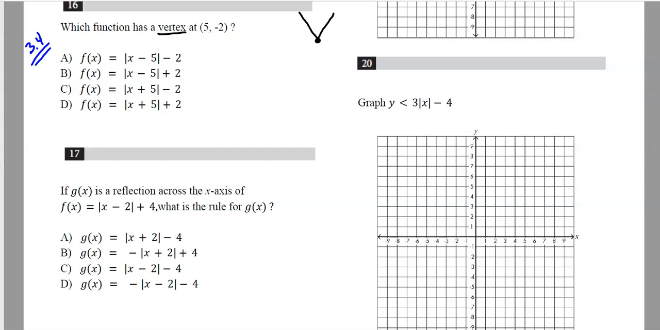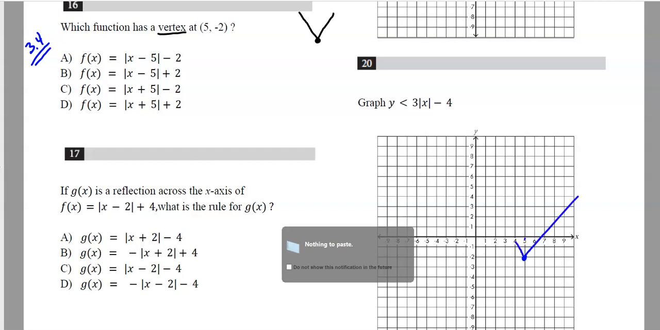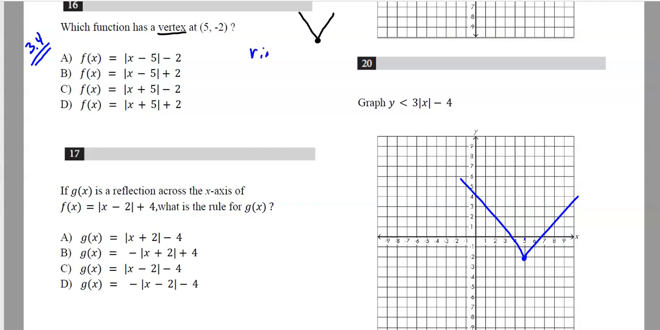Well, if the vertex is at +5, -2, right, then that means this thing looks like that. So it looks like I went right 5, down 2. So if you're talking about an absolute value equation, down 2 is the back number. So that eliminates B and D.